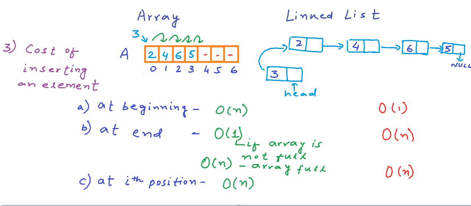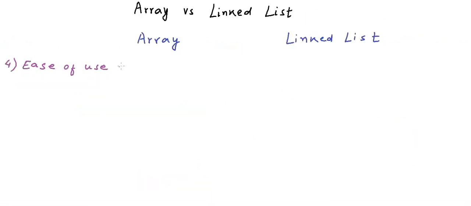And the final parameter that I want to talk about is which one is easy to use and implement. And array definitely is a lot easier to use. Linked list implementation, especially in C or C++, is more prone to errors like segmentation fault and memory leak. It takes good care to work with linked list. So this was arrays versus linked list.